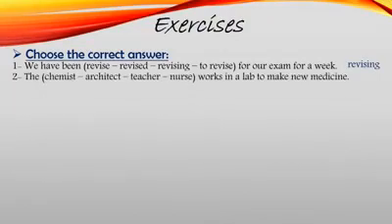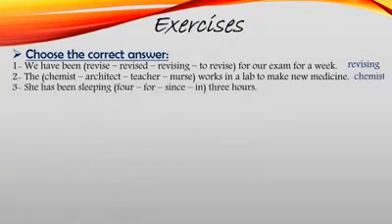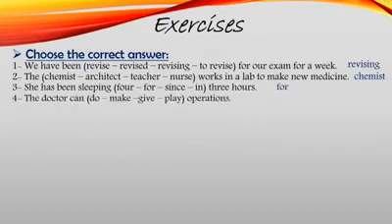Number 2. Who is the person who works in a lab to make a new medicine? Is he a chemist, architect, teacher, or nurse? Yes, of course, it's chemist. Number 3. She has been sleeping for 4 or 3 hours. We got the keyword of that tense. Don't forget about that one. Yes, it should be for.